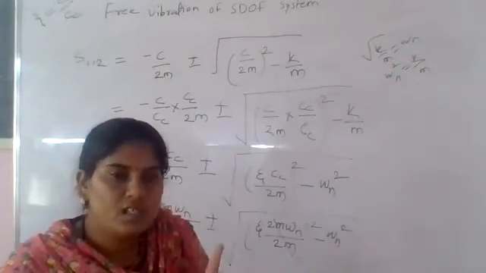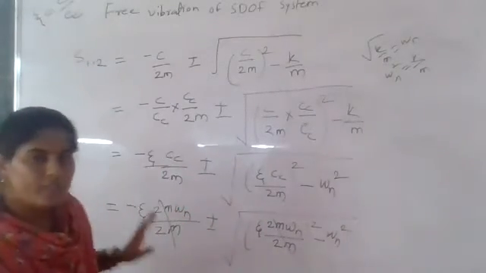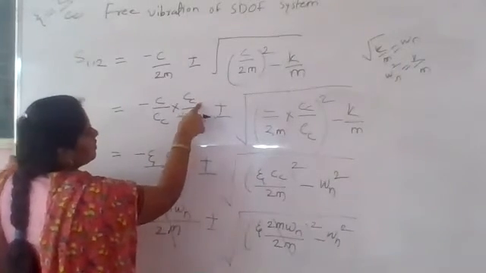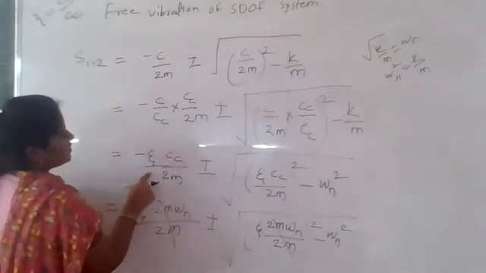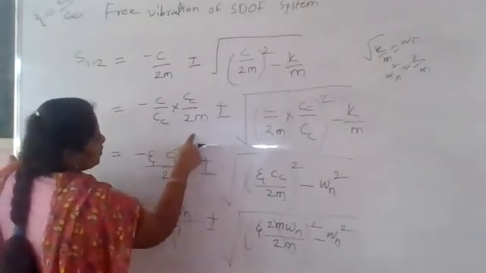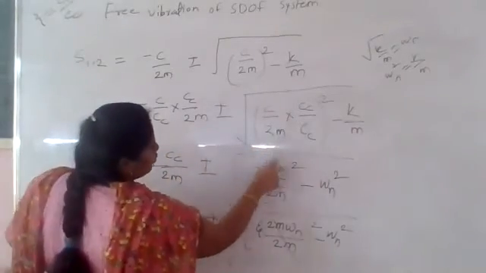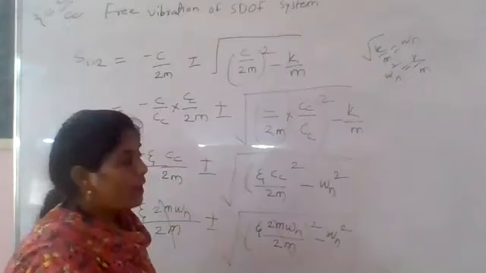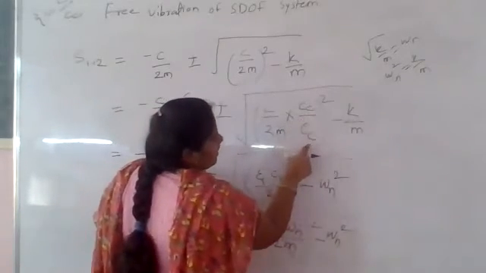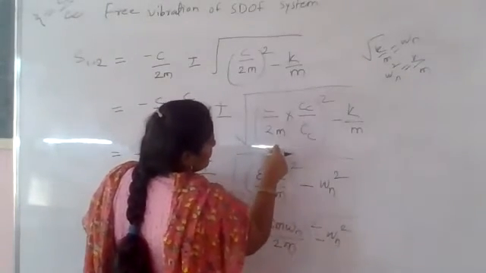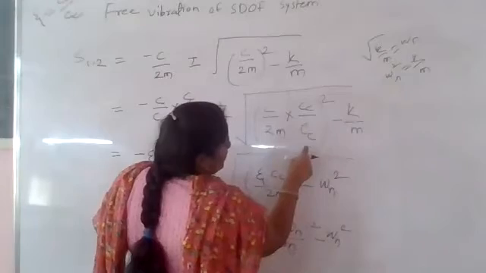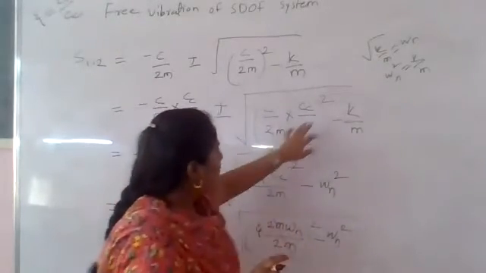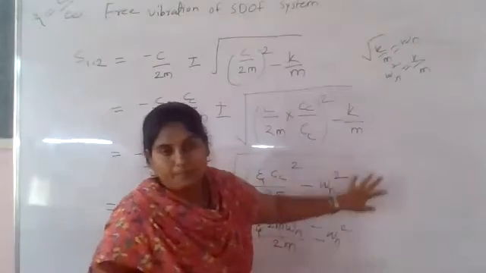So that C by Cc will get the value of zeta over there. By multiplication of Cc and dividing by Cc, C by Cc will give zeta into Cc by twice m, plus or minus again root of the same value, Cc. We have to convert in terms of zeta by multiplying and dividing by Cc. So C by twice m is the same into Cc divided by Cc. That will become again one value in bracket square minus K by m.